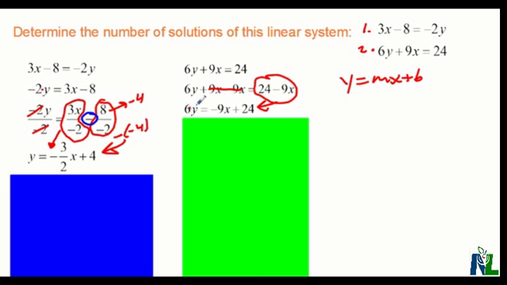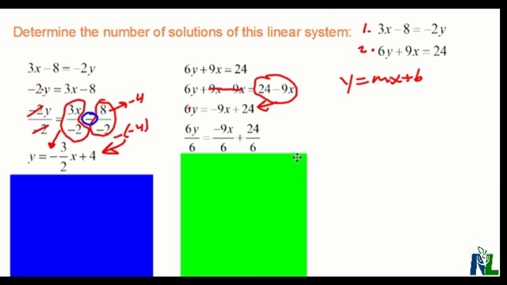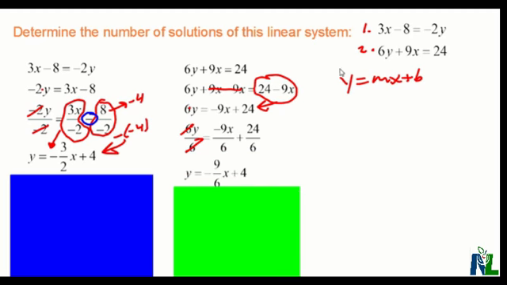6y means 6 times y. So to get y by itself, I'm going to divide the left-hand side by 6. But because I divide the left-hand side by 6, I must divide both pieces on the right-hand side by 6 as well. 6 divided by 6 is 1, and 1 times y is just going to leave me with y on the left-hand side. On the right-hand side, negative 9x over 6. I'm going to write that as negative 9 over 6x. 24 divided by 6 is 4. So I end up with y equals negative 9 over 6x plus 4.